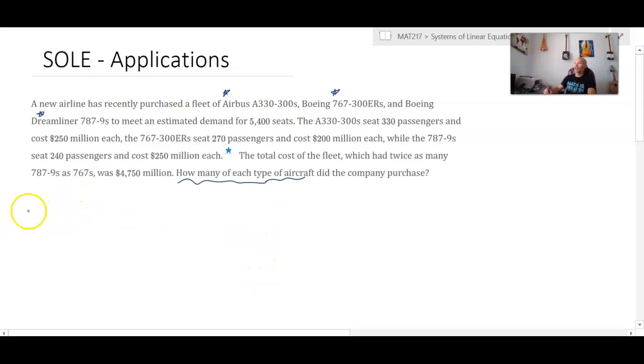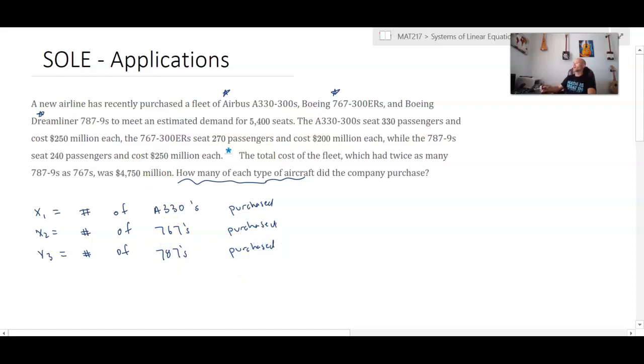So we can go ahead and label those. I think I'll use X1, X2, and X3. So let X1 be the number or quantity of, I'm just going to abbreviate this, A330s purchased. We're going to let X2 be the number of 767s purchased. And we'll let X3 be the number of 787s purchased.